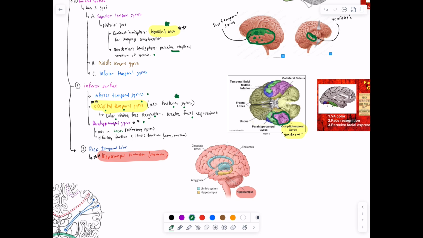Then you have the parahippocampal gyrus on the temporal lobe, and you can see that right here. At the very end of that, you have the uncus, which is the end of the parahippocampal gyrus. The uncus does olfactory smell interpretation, right? And then the rest of the parahippocampal gyrus is doing limbic function, memory, and emotion. Finally, deep inside the temporal lobe, you also have the hippocampus, so you can see that here. And that is going to also be adjacent to the amygdala. That's going to be part of the emotion and memory processing.